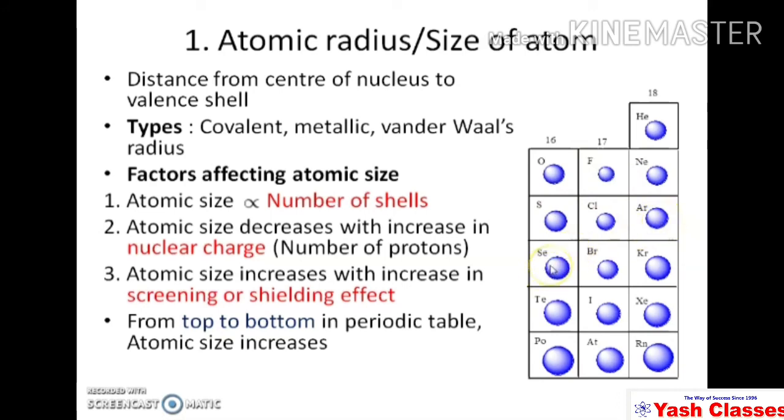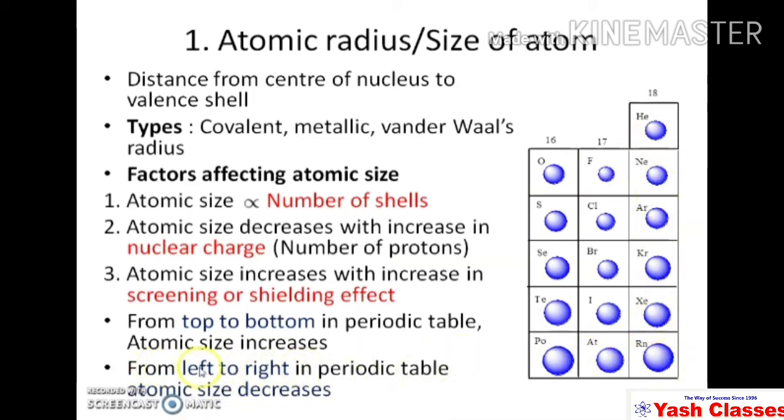Similarly, for selenium to bromine, atomic size decreases. Tellurium to iodine, size decreases. And from polonium to astatine, there is a decrease in atomic size. So in periodic table, from left to right, atomic size decreases. But for noble gases or inert gases, it is more than expected. So from left to right in periodic table, atomic size decreases.